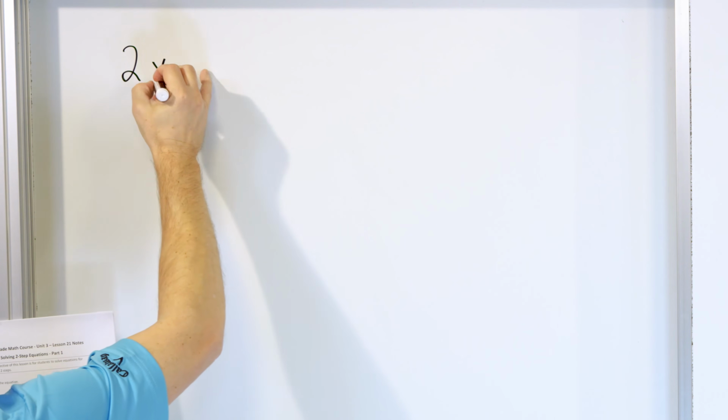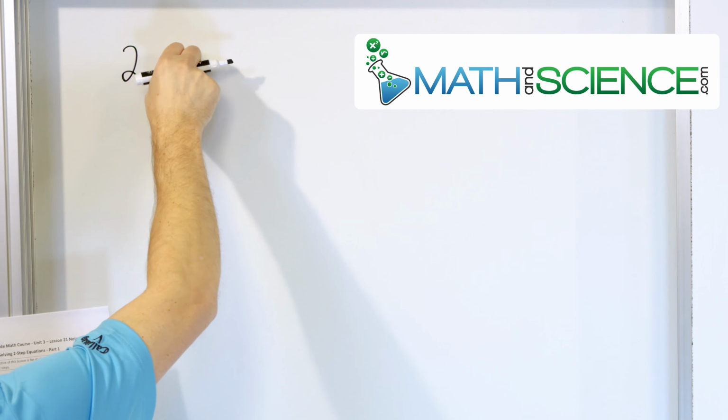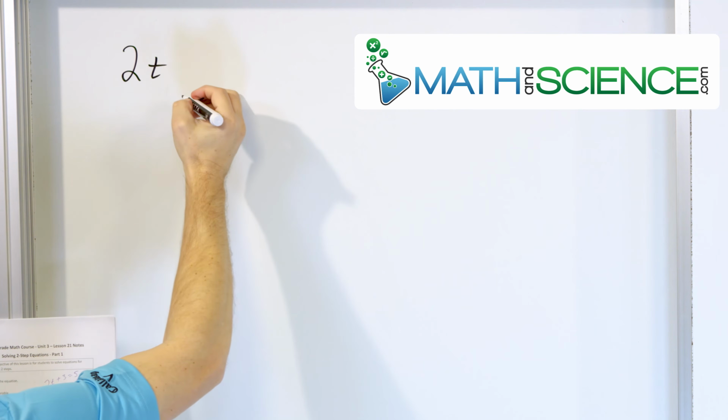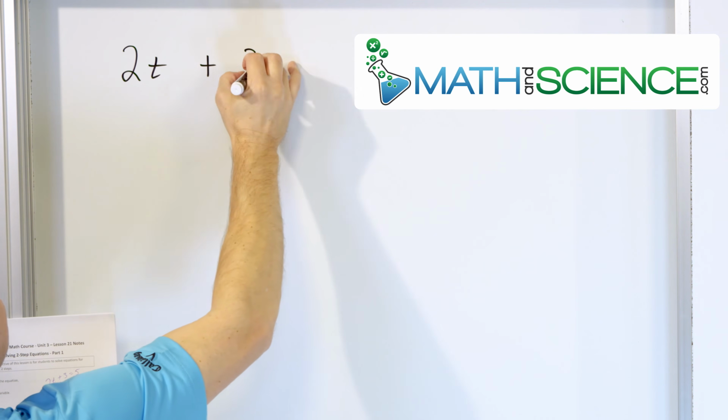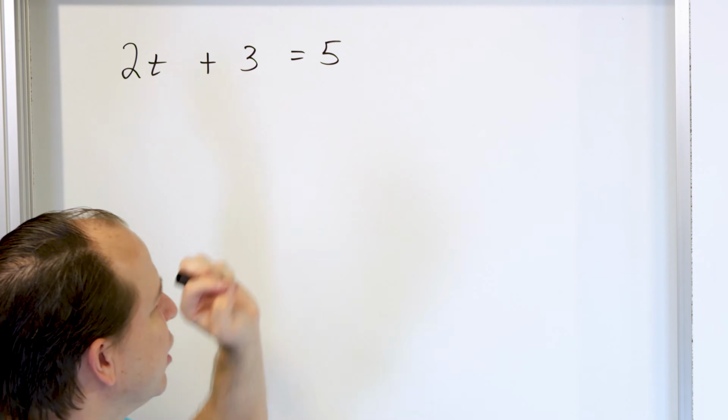2 multiplied by some unknown x. Actually, let's change this instead of x. You'll see why in a second. 2 times some unknown t. And then we're going to add 3, and that's equal to 5.